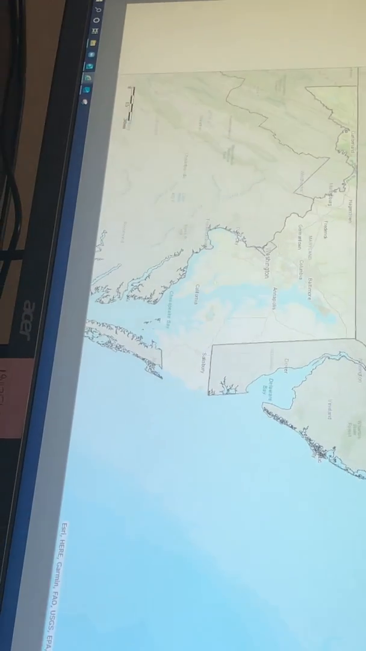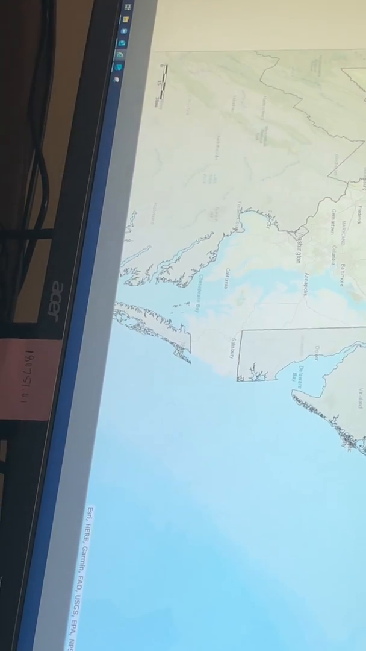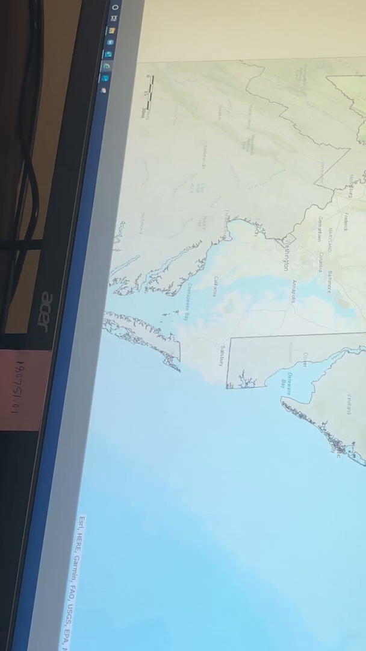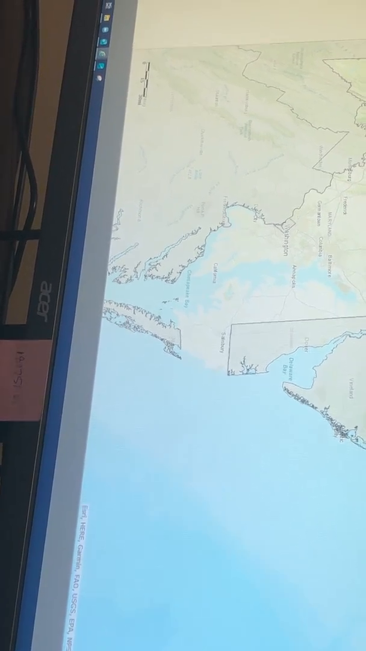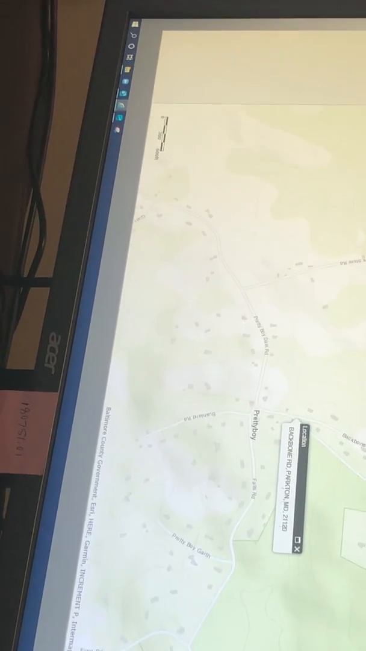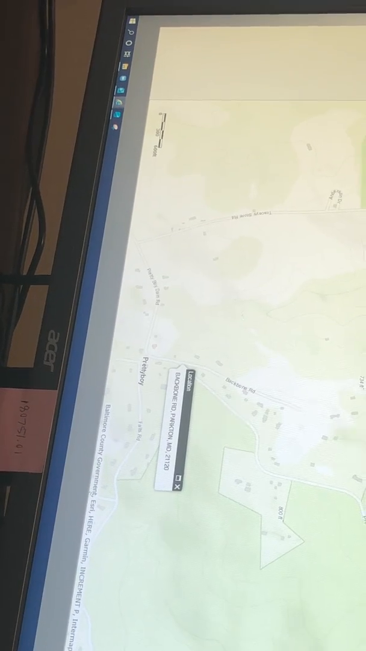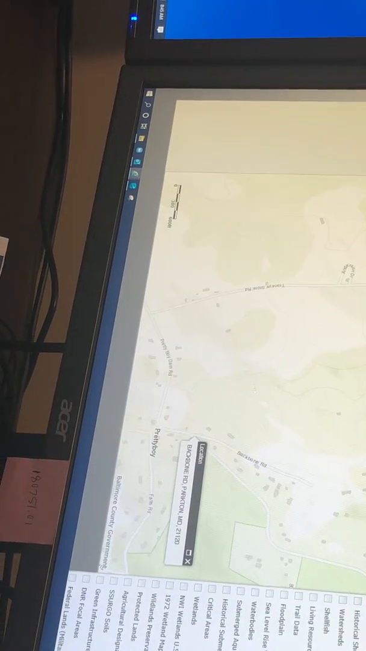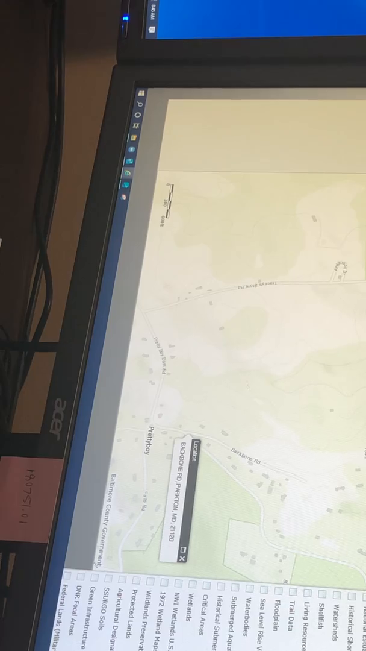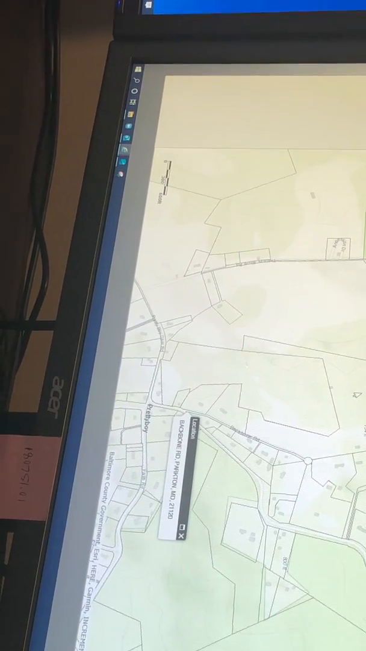It's not showing Backbone Court. Yeah, parked in Maryland. That'll get me close enough. Yeah, there's a parcel right there. Yep, there it is.